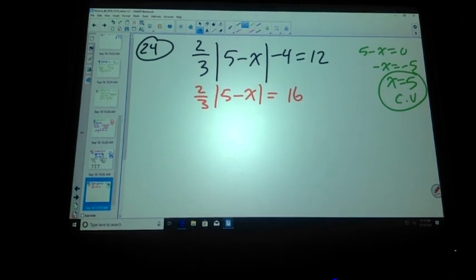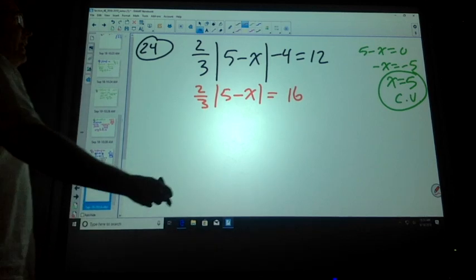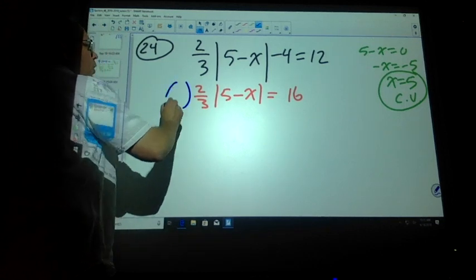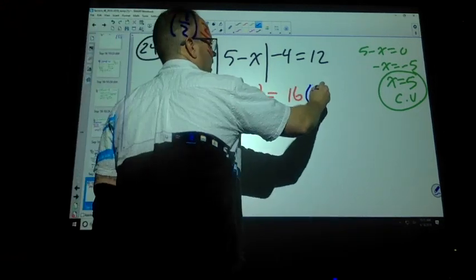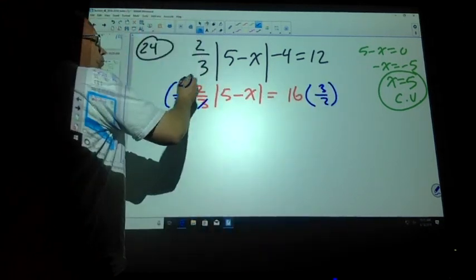I have 2/3 times the quantity, but I don't want to distribute that over the absolute value because that's really bad math. So I'm going to multiply each side by 3 over 2. Multiply each side by 3 over 2. Is that okay?